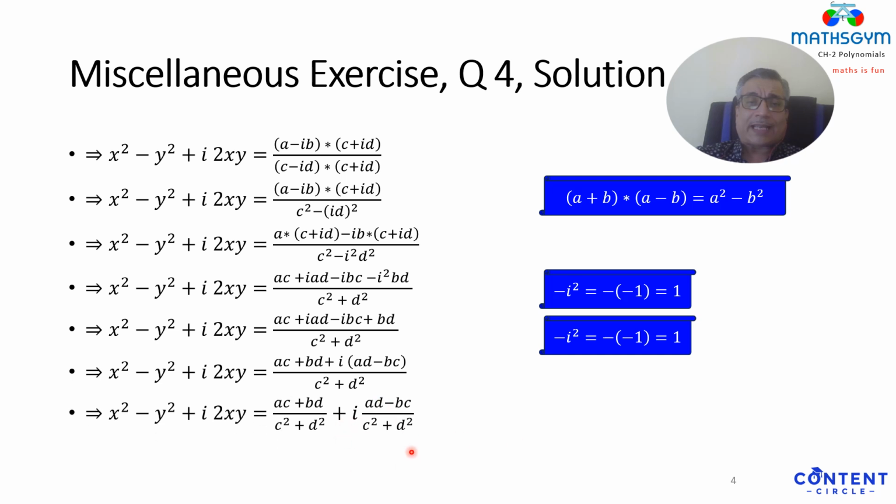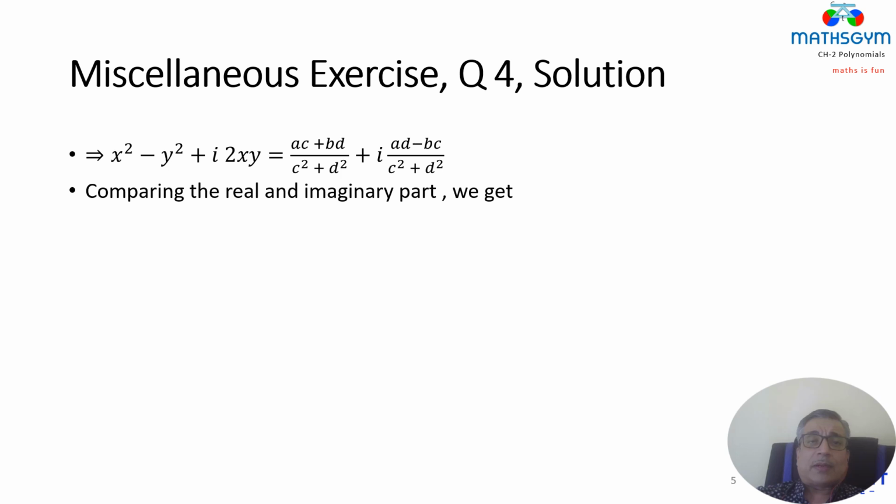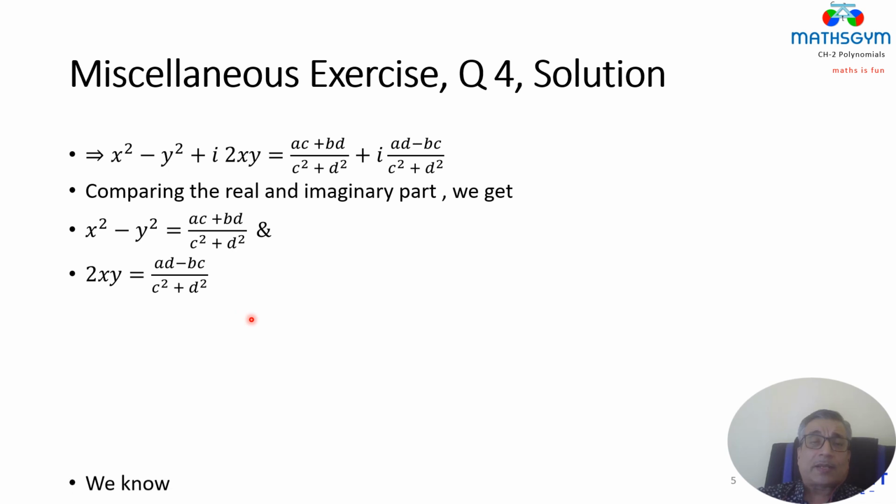And let's segregate the real and imaginary part on the right hand side. What we get is ac plus bd upon c square plus d square plus i times ad minus bc upon c square plus d square. The idea behind this is that now we will compare the real and imaginary parts on the left and right hand side. So what do we get? If you compare the real and imaginary parts from left hand side to right hand side, x square minus y square will be equal to ac plus bd upon c square plus d square, and 2xy will be equal to ad minus bc upon c square plus d square.